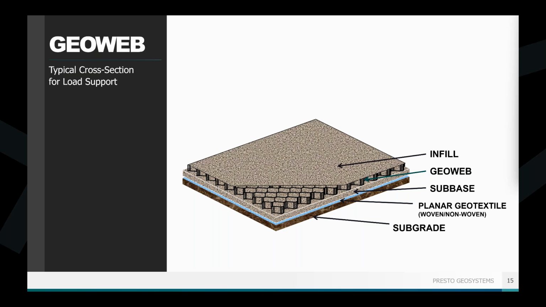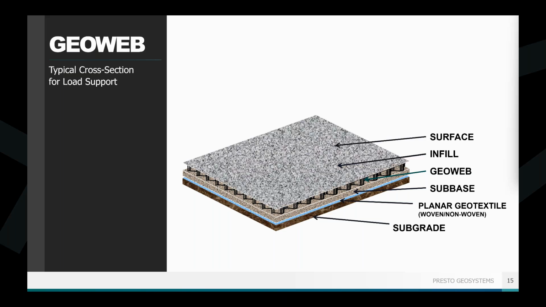Again, that's going to be a granular material, coarse sand or aggregate. It could be topsoil or it could be concrete. Then, if necessary, you can pave directly on top of that. And so that is going to be asphalt, concrete, roller compacted concrete, paver blocks, things like that.